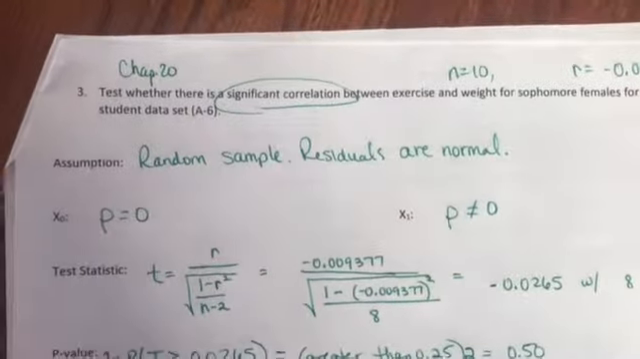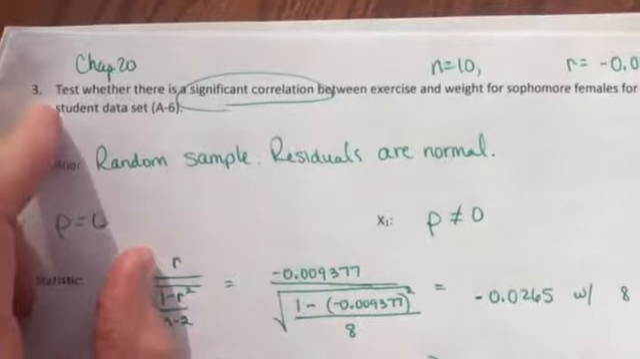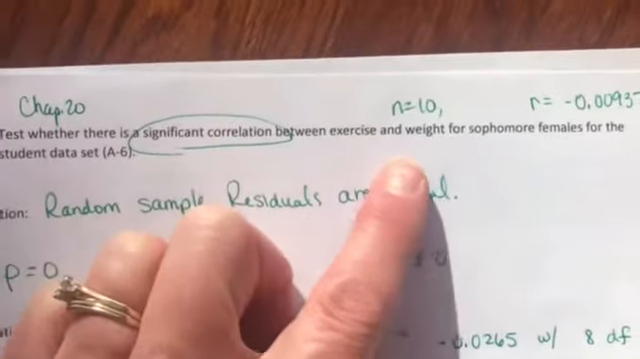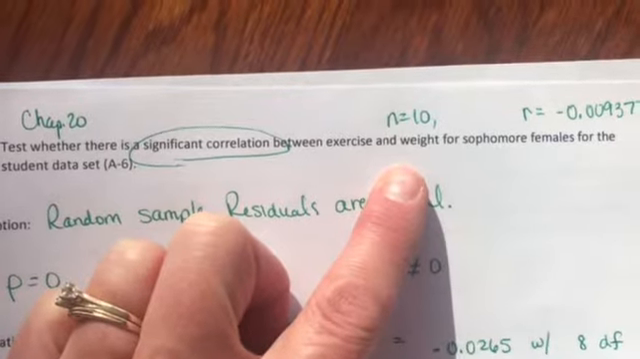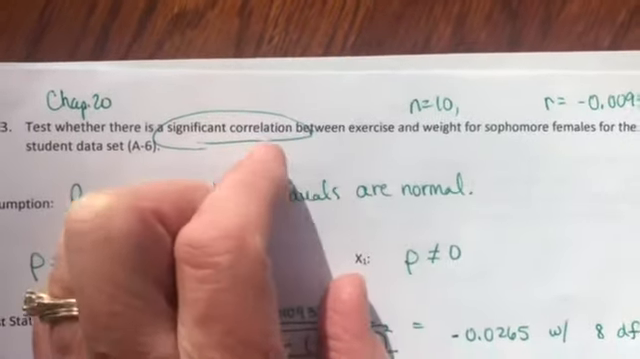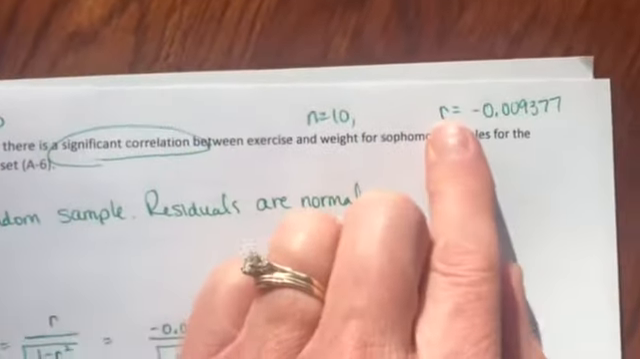Worksheet from chapter 20. This is number 3, and it says test to see whether there is a significant correlation between the exercise and weight for sophomore females for the student data set. Okay, anytime you see correlation, that's chapter 20. You know, correlation deals with the R.